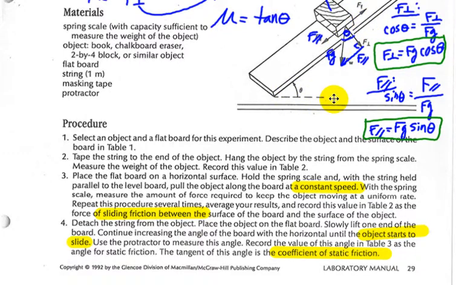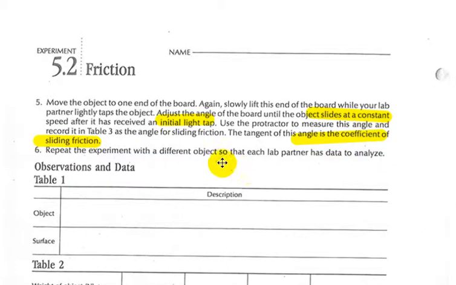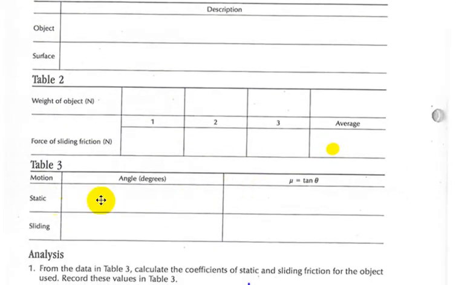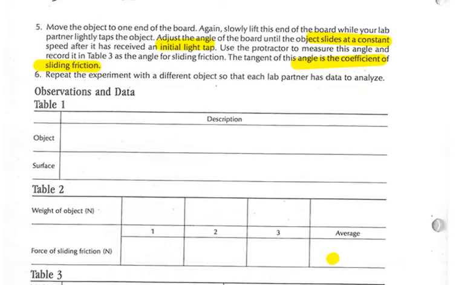So you're going to lift the board up till the object just starts to slide. And that'll help you find static friction, the friction at which it just starts to move, and of course measure that angle. Okay, so that's what you'll be recording here. So the angle in degrees just to get it moving. And then, of course, if you figure out tan theta, it's the sneaky way of getting the coefficient of friction.